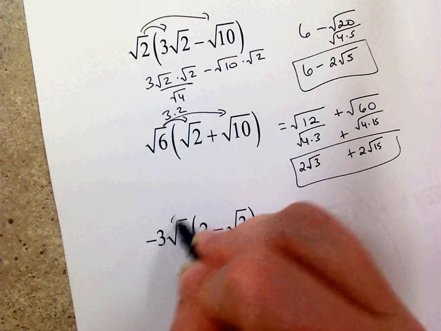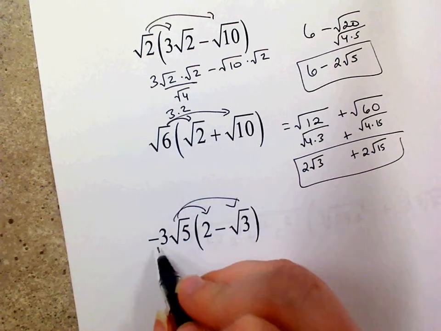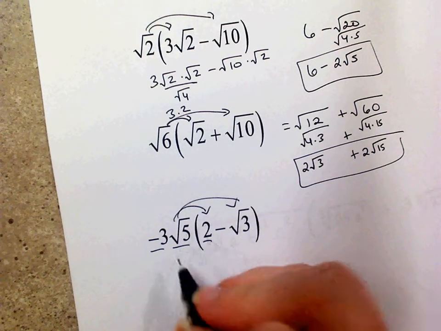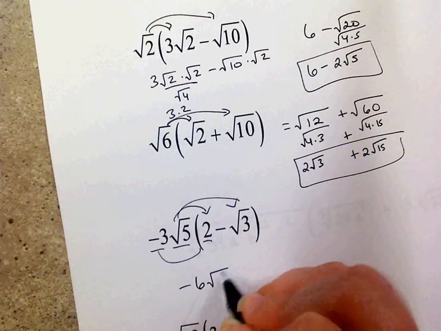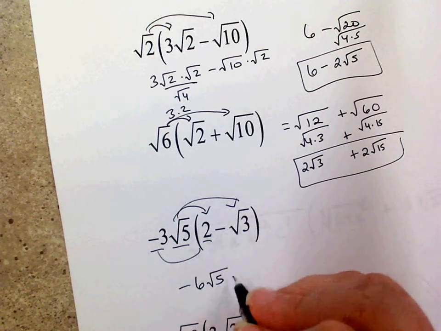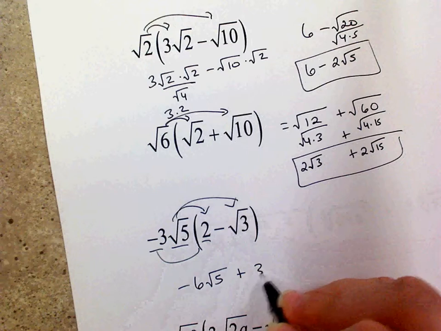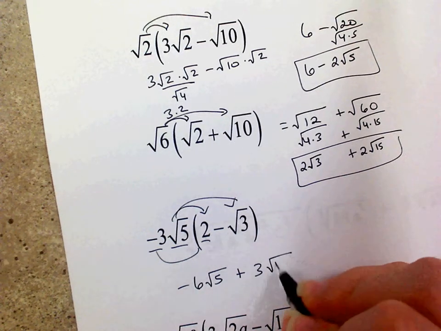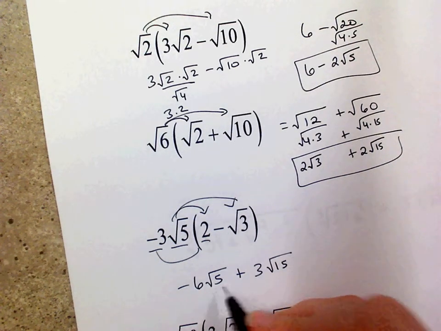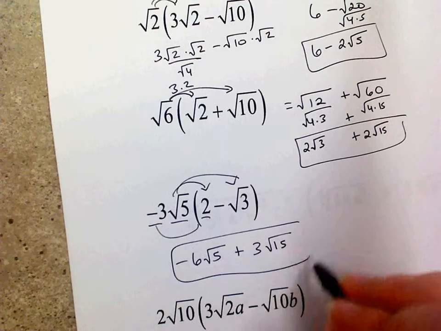Distribute, distribute. Negative 3 square roots of 5 times 2 is a negative 6 square roots of 5. Negative times a negative is positive. 3 square root of 5 times square root of 3 is square root of 15. It doesn't have a perfect square in it, so I'm done. This one.